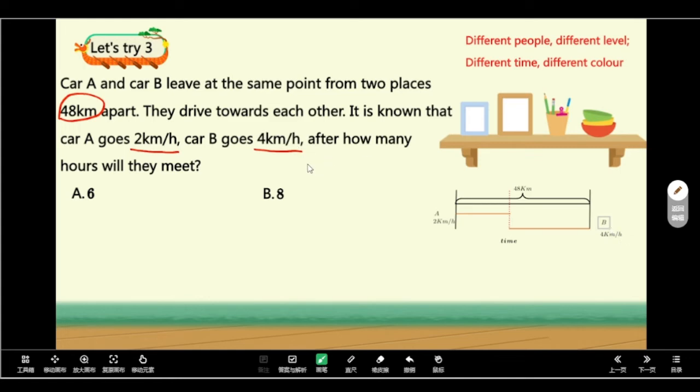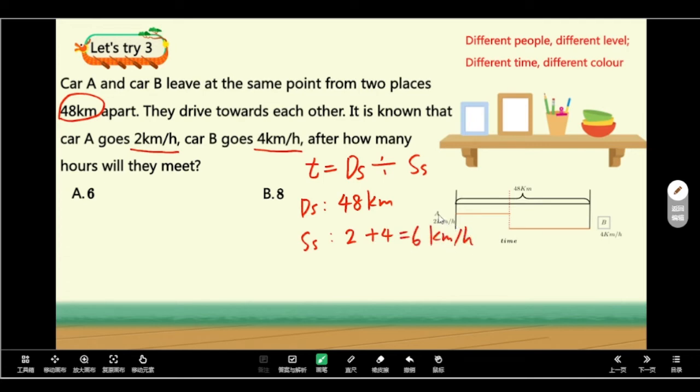So if we need to calculate the time, what do we need to know? We need the sum of distance divided by the sum of speed, right? Then we find them one by one. What is our sum of distance? 48 km. Very good. And what is our sum of speed? How can we find it? Yes, just add them together: 2 plus 4 equals 6 km per hour.